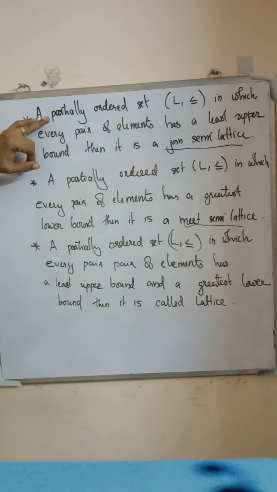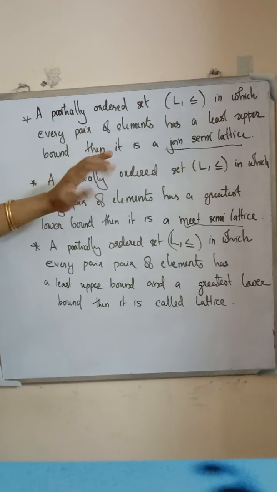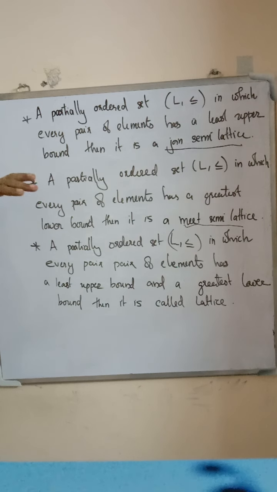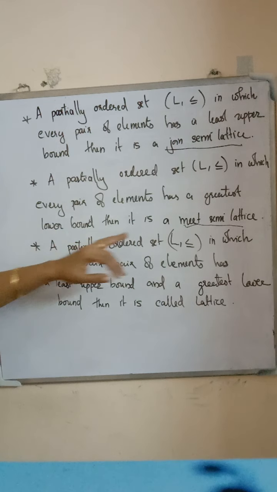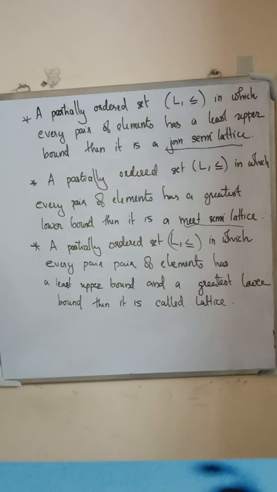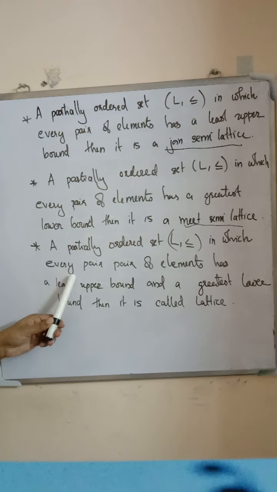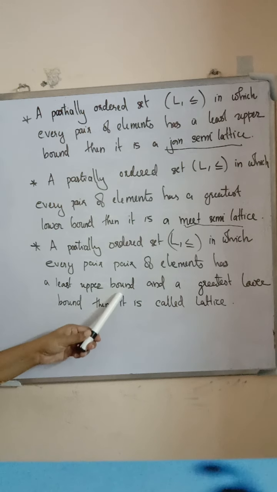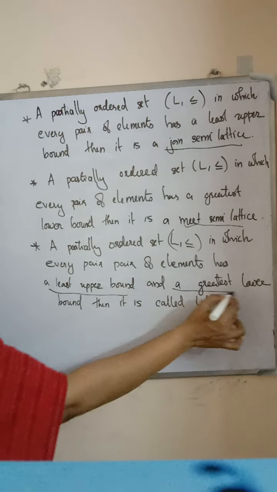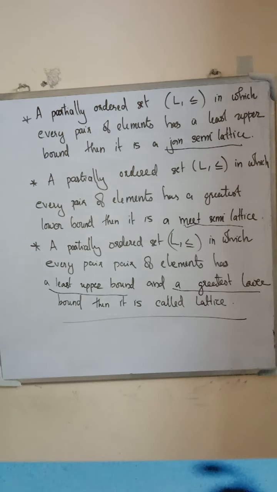If in a partially ordered set every pair of elements has a least upper bound, then it is a join semilattice, and if every pair has a greatest lower bound, then it is a meet semilattice. If a partially ordered set has every pair of elements with both a least upper bound and a greatest lower bound, then it is called a lattice. That means a lattice is both a join semilattice and a meet semilattice.